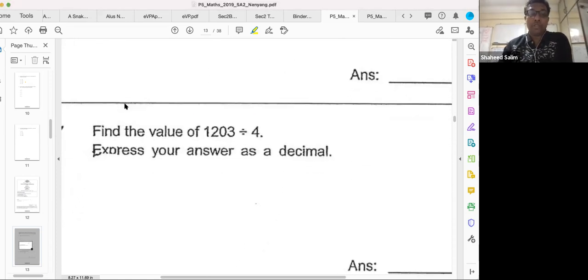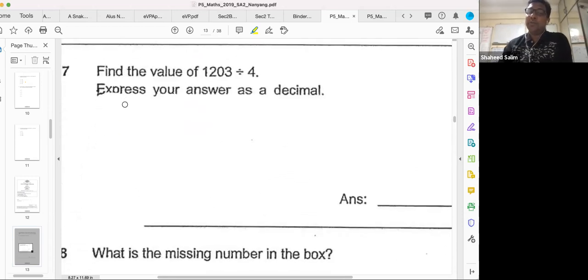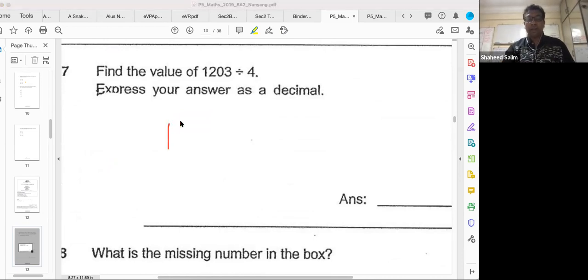Very good question. No using calculator, please. You have to do this by long division, like that. Okay, then you can check.